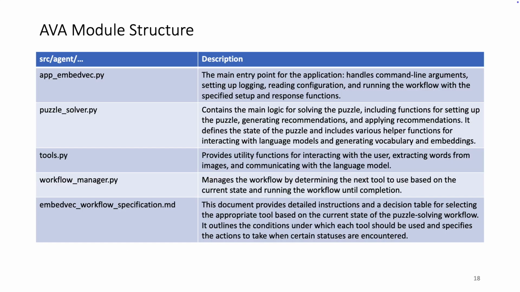The table on this slide identifies the key files that make up AVA. app-embed-vec.py. This is the main entry point for the application. It handles command line arguments, sets up logging, reads configuration files, and runs the entire workflow. Essentially, this file initiates the application and manages the overall response functions.